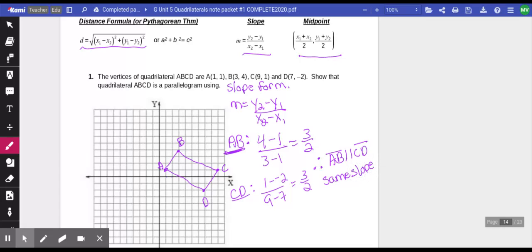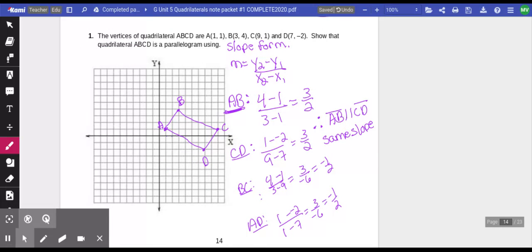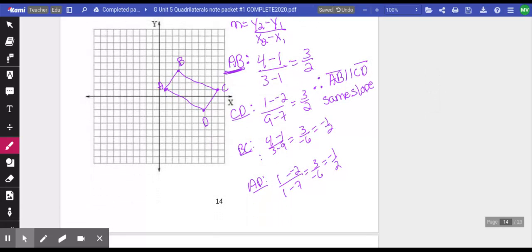Okay, now I want you to pause, and I want you to find the slope of BC and the slope of AD. Okay, so I found the slope of BC and the slope of AD. They're both negative 1/2. So I can say BC is parallel to AD. Same slope. And then I can say, therefore, ABCD is a parallelogram. Opposite sides parallel.